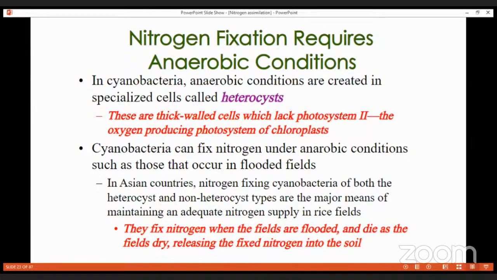In Asian countries, nitrogen fixing cyanobacteria of both the heterocyst and non-heterocyst types are the major means for maintaining an adequate nitrogen supply in the rice field. So cyanobacteria can also work in the non-heterocyst system, but they basically work in anaerobic conditions. They fix nitrogen when the fields are flooded and die as the fields dry, because the oxygen level will increase in the soil. So wherever you hear biological nitrogen fixation, it has to be under anaerobic conditions, because the enzyme that is involved is oxygen sensitive.